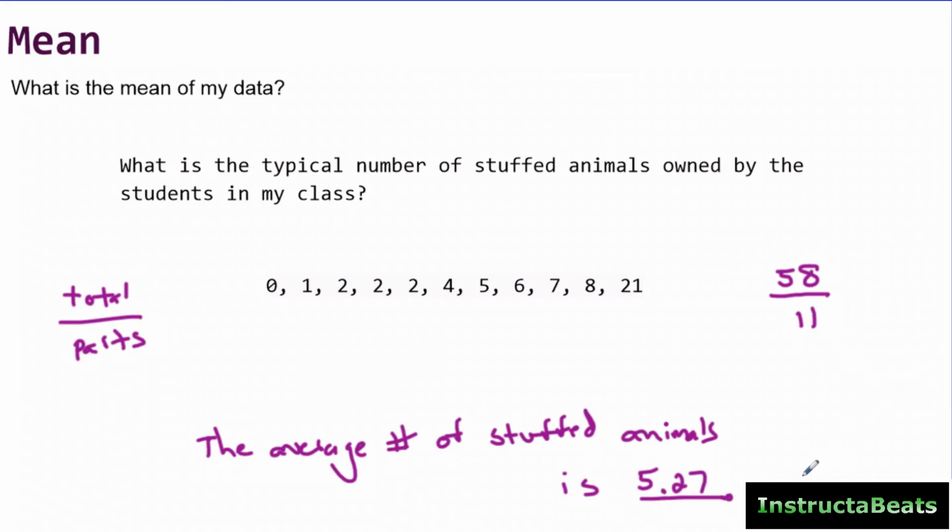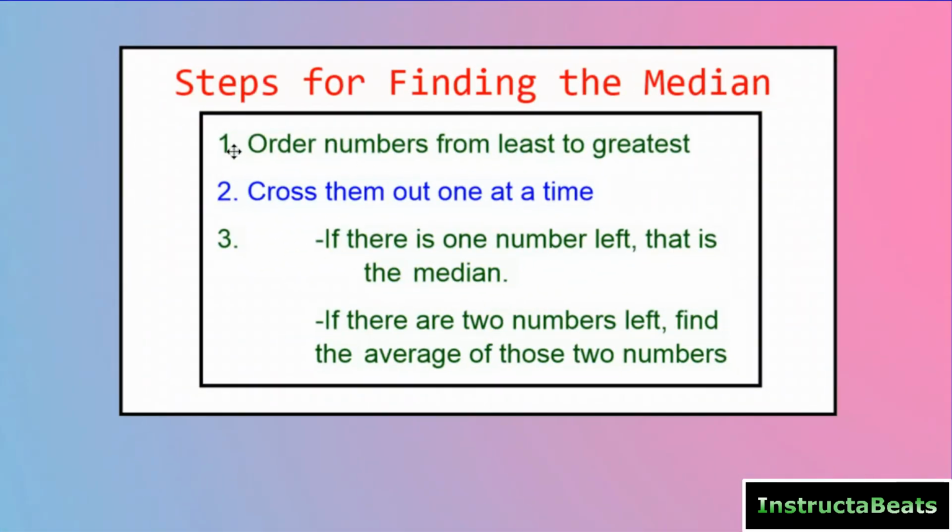Let's take a look at how that's different from the median. So steps for finding the median. Number 1, order your numbers from least to greatest. Number 2, you're going to cross them out one at a time. I'll show you what I mean by that. And then number 3, if there's only one number left, then that's the median. If there are 2 numbers left, then you're going to find the average of those 2 numbers. I'll show you an example.